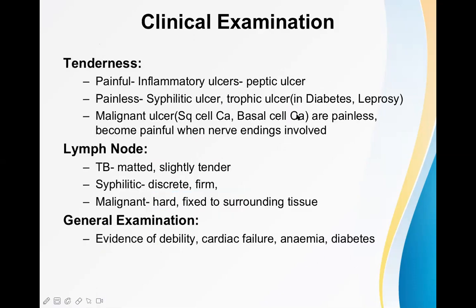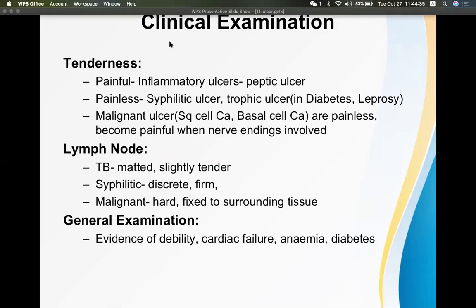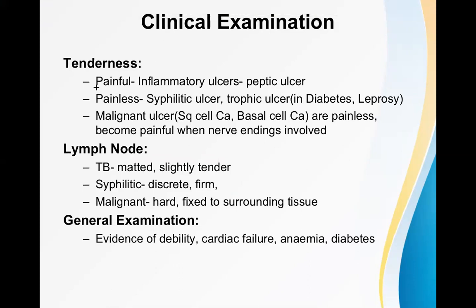Now, if the patient complains of tenderness, tenderness means the patient is complaining of pain when you touch that area, when you press that area. So painful ulcers are mainly seen in inflammatory ulcers like peptic ulcers. They are painful. But a peptic ulcer cannot be palpated from outside; they are deeper ulcers. But we can always give a bit of a push, a bit of pressing at the epigastric area, and many times the patient complains of pain. So tenderness is present there, but it is not universally present in all people.